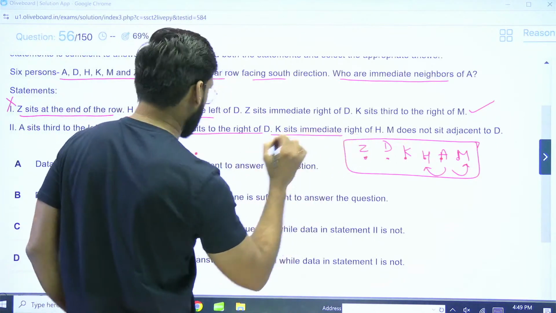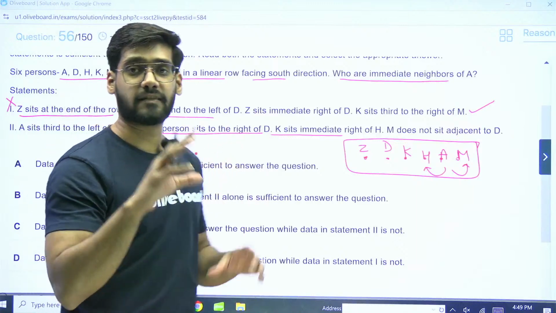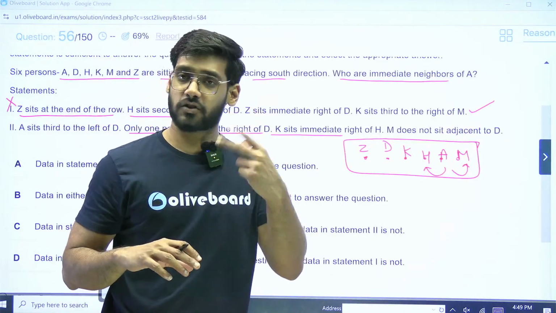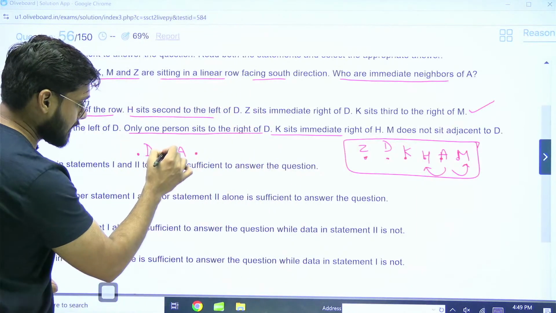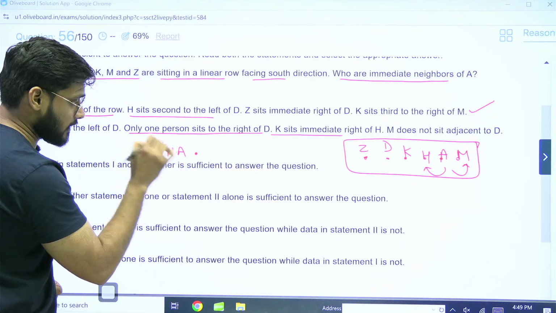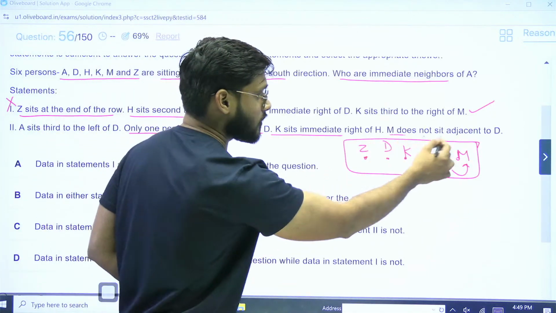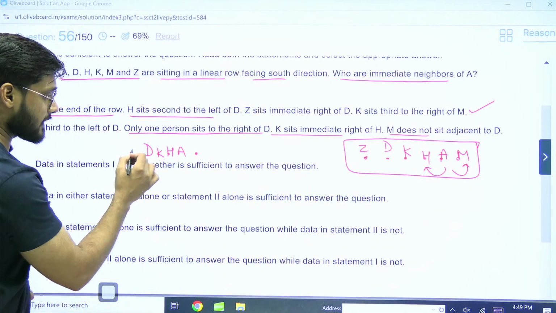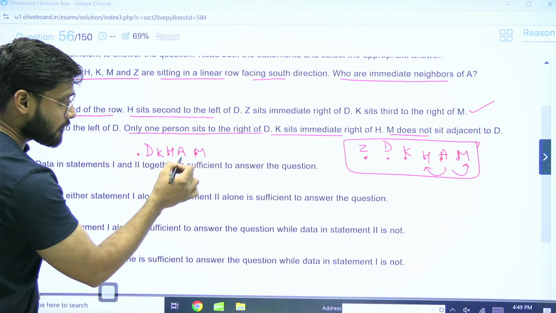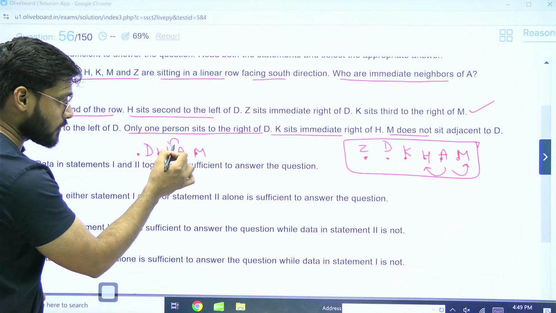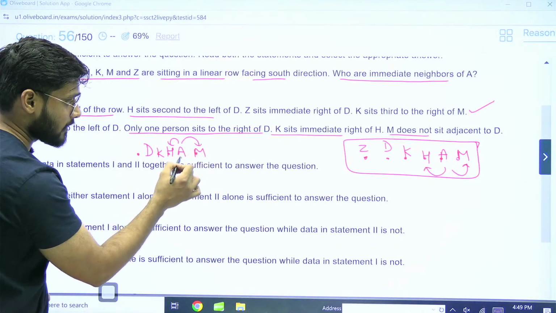K is immediate right of H. It means 2 consecutive positions should be vacant. So K immediate right of H means H over here, K over here. M does not sit adjacent to D. If M is not sitting adjacent to D, M will come over here. From this statement as well, I can get who are the immediate neighbors of A.